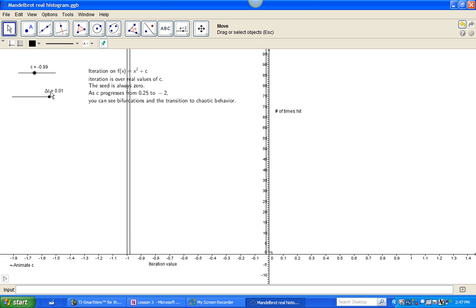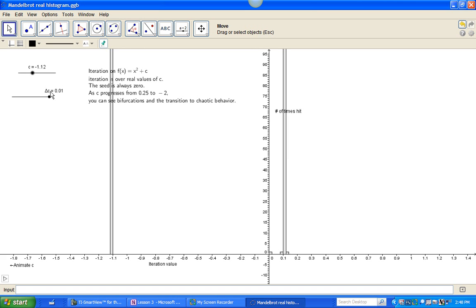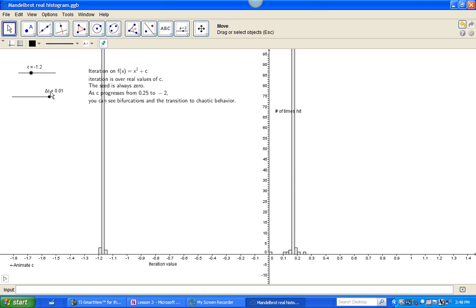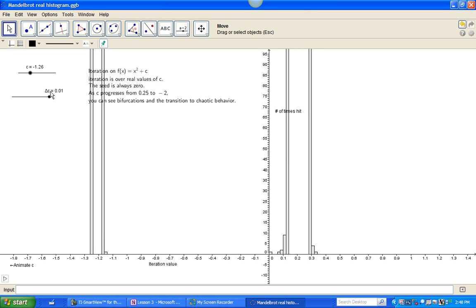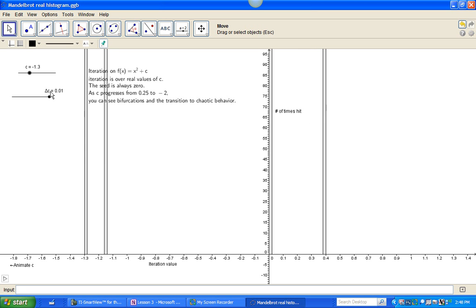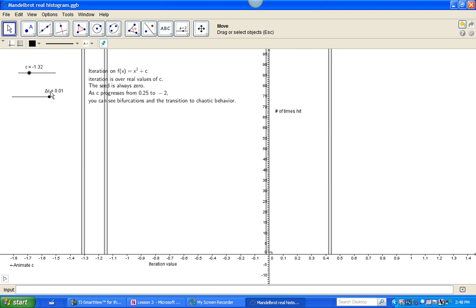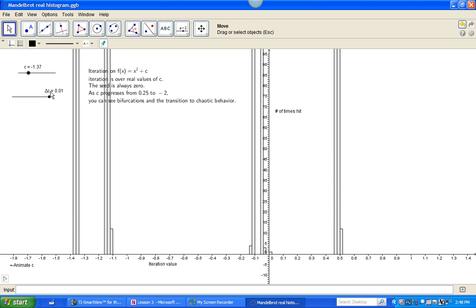So all we should see would be 2 lines. There we go. And the next big change we found came at negative 1.25. So let's cruise on over to there. Getting close. It's going to bifurcate right now, but it's hard to see because we don't have enough iterations to really see it. But boy, negative 1.26, it's obvious. And as we move, we'll continue to see a 4 cycle. Continue to see the 4 cycle.